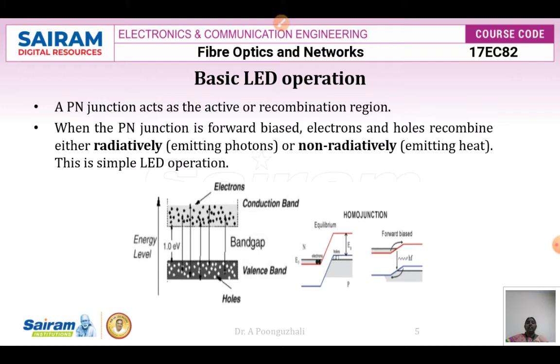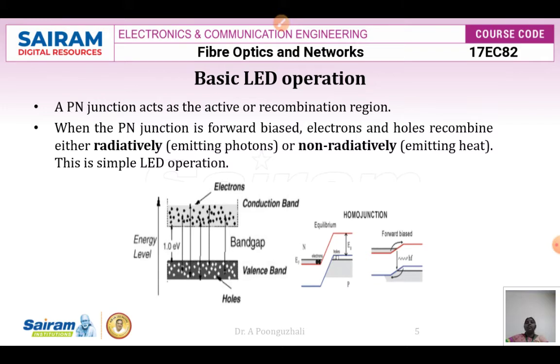When the p-n junction is forward biased, the electrons and holes combine either radiatively, in which case they emit light, or non-radiatively, in which case they emit heat. This is the simple LED operation.